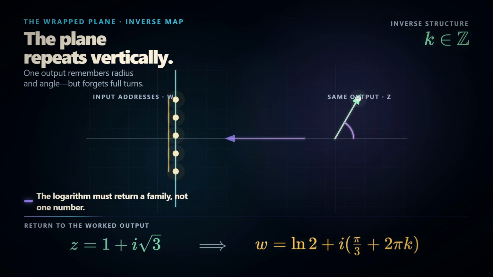Apply the full answer to our earlier output. z equals 1 plus i square root of 3. Its radius is 2, and one angle is pi over 3. So all inputs are the natural log of 2 plus i times (pi over 3 plus 2 pi k), for every integer k. Plot several as vertically separated points. All map to the same z.